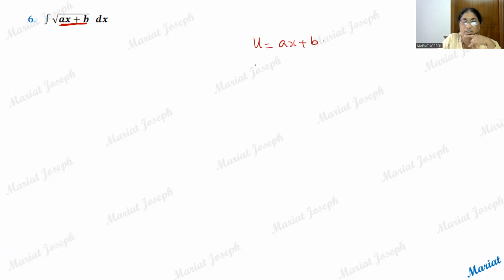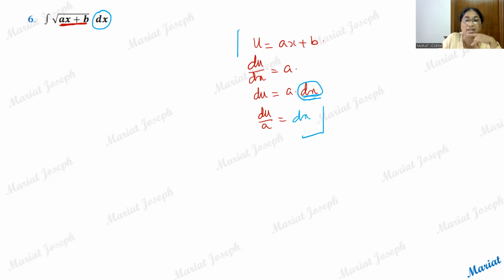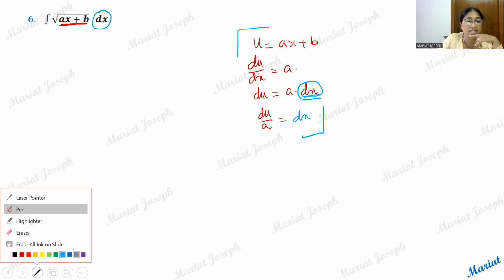Ishita, get the derivative of this done. Say du by dx. A. Okay. Cross multiplying, du equal to what? A dx. But do we have a here in the question? No, only dx is there. What should we do with this a that we have there? Ma'am, divide du by a, that becomes dx.